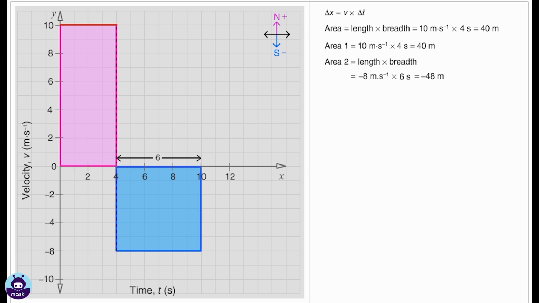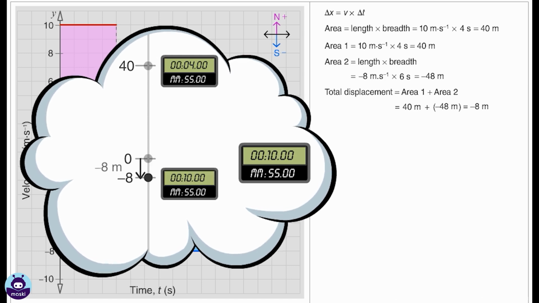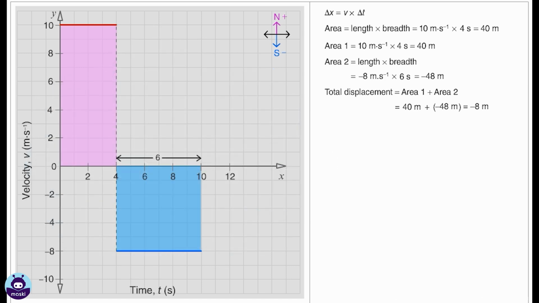We can find the total displacement from t equals 0 seconds to t equals 10 seconds by adding the two displacements. Total displacement equals area 1 plus area 2, equals 40 meters plus minus 48 meters, equals minus 8 meters. Therefore, we can conclude that the object was displaced by 8 meters towards the south at the end of 10 seconds.